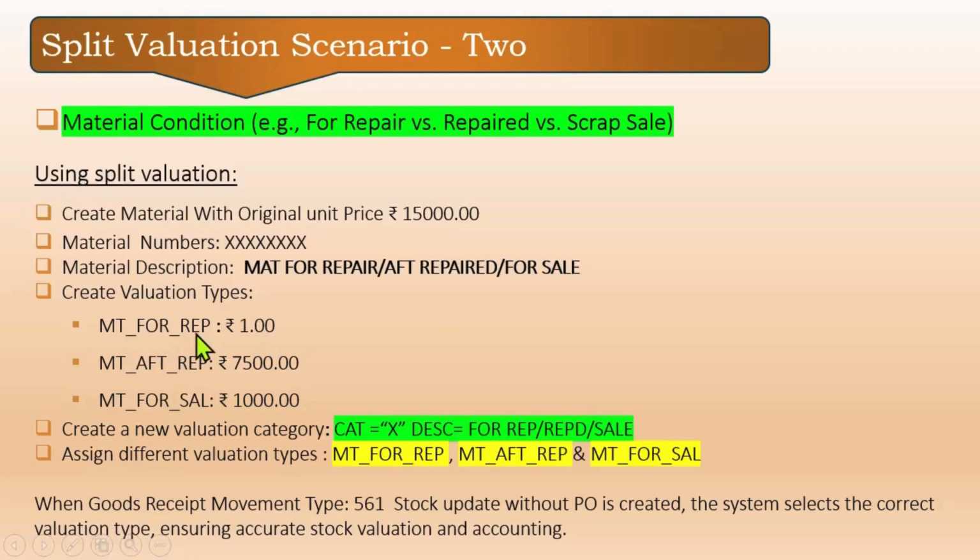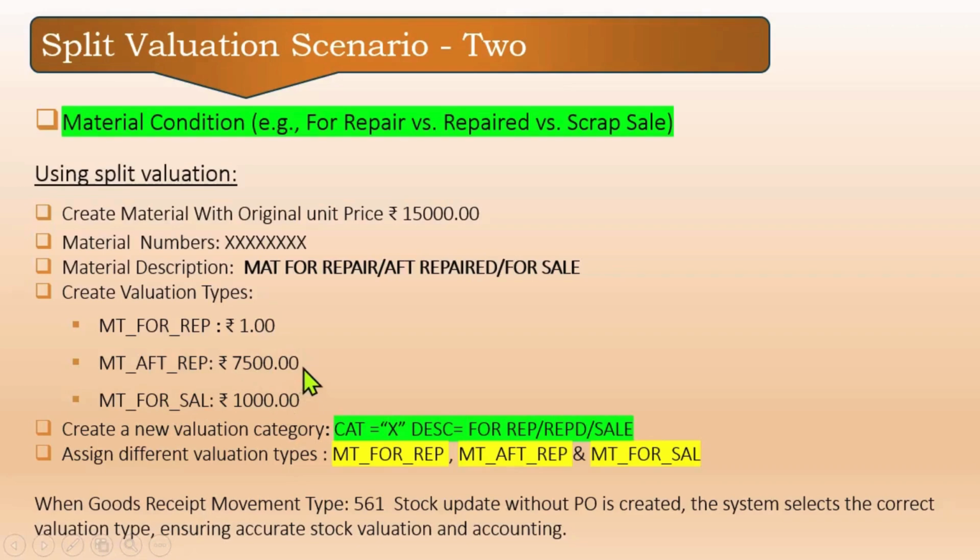One is material for repair. We'll keep it as rupees 1. That will be of price 1. Then we'll have material after repair. That will be our price 7,500. Once the material gets repaired, the material gets depreciated, so the material will not have the original price. The material will be reduced to 7,500. That will be our second price.